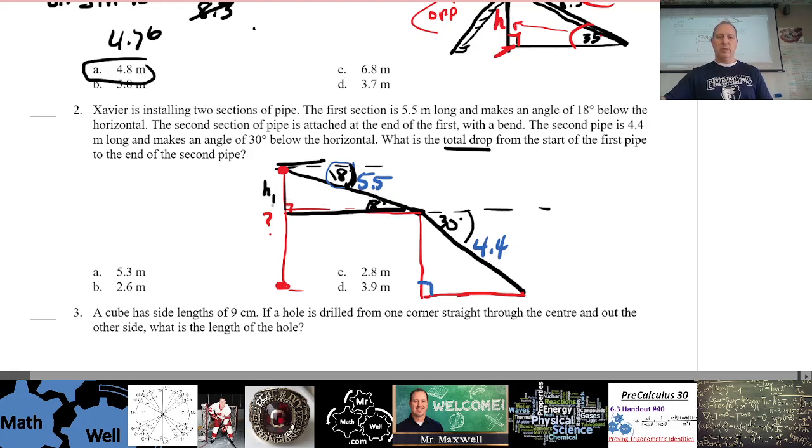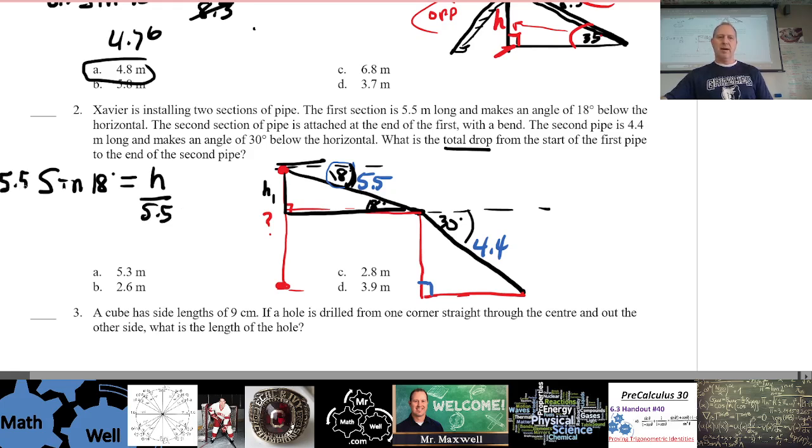This is H1, or height 1. So that's the opposite, and this is the hypotenuse. Opposite and hypotenuse is sine. So sine of 18 degrees equals h over 5.5.